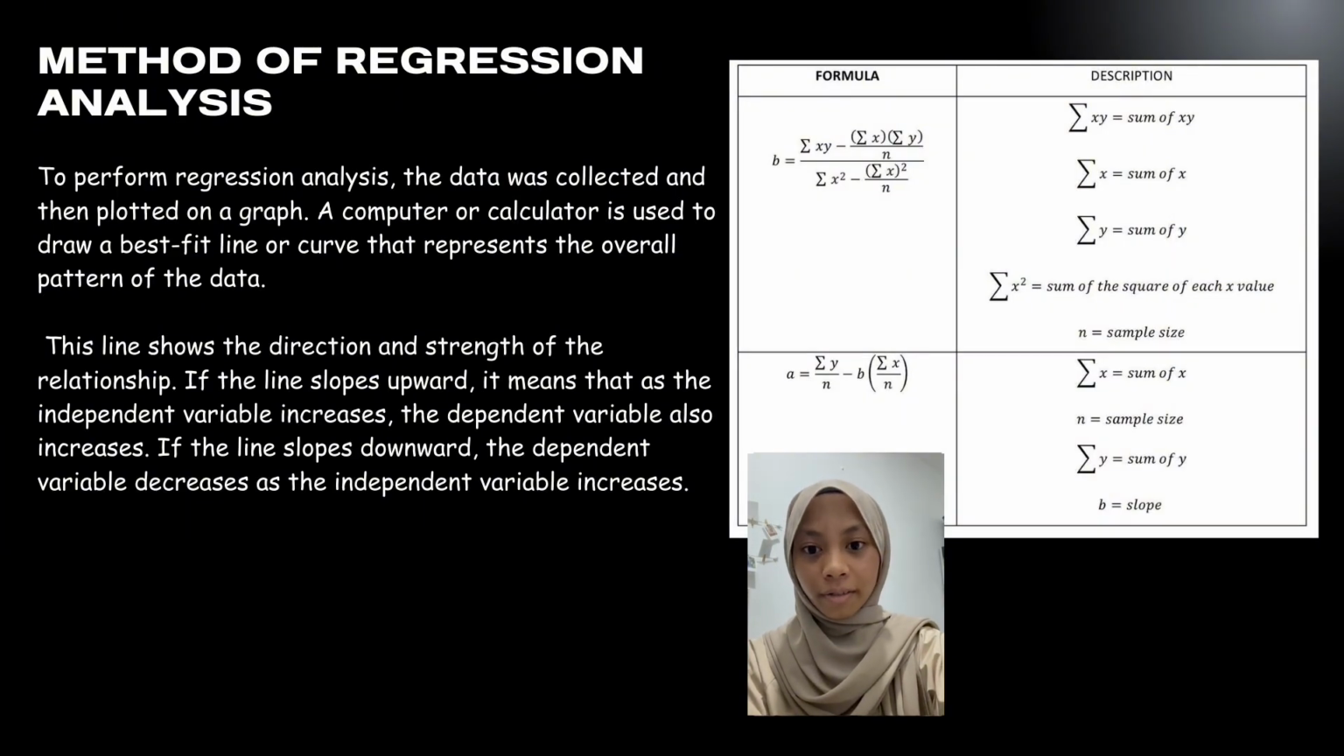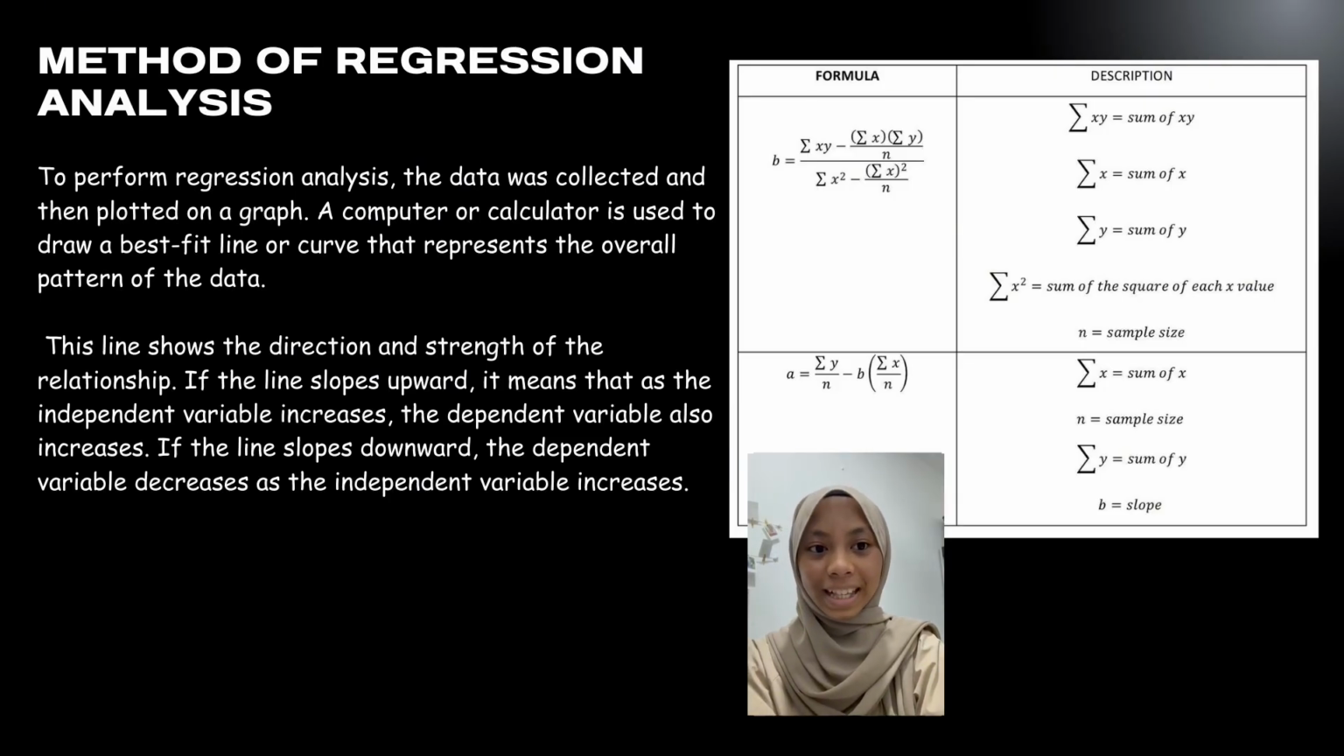There are two formulas for the regression analysis. Number one is b equals the total of xy minus the total of x multiplied by the total of y divided by n, and all of that divided by the total of x squared minus the total of x, squared, divided by n. The total of xy is the sum of xy, the total of x is the sum of x, the total of y is the sum of y, the total of x squared is the sum of the squares of each x value, and n is the sample size.